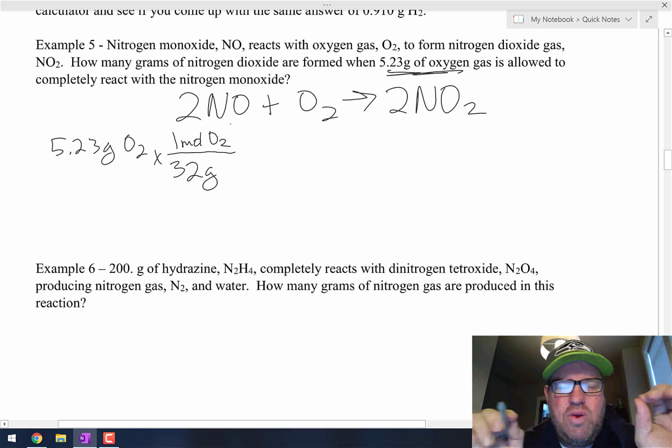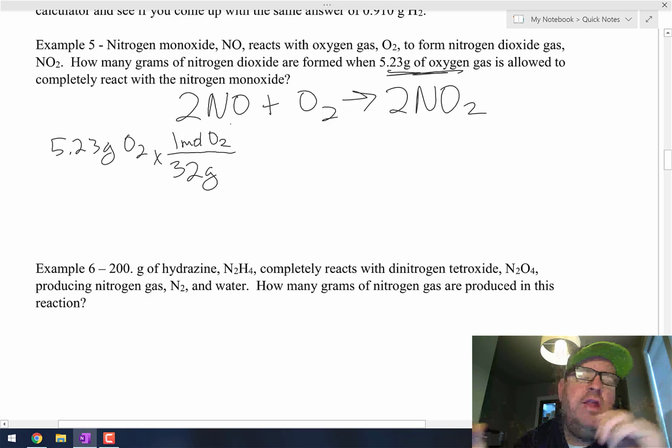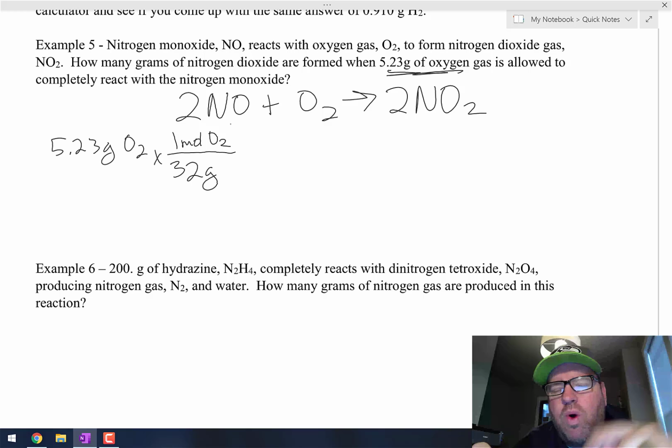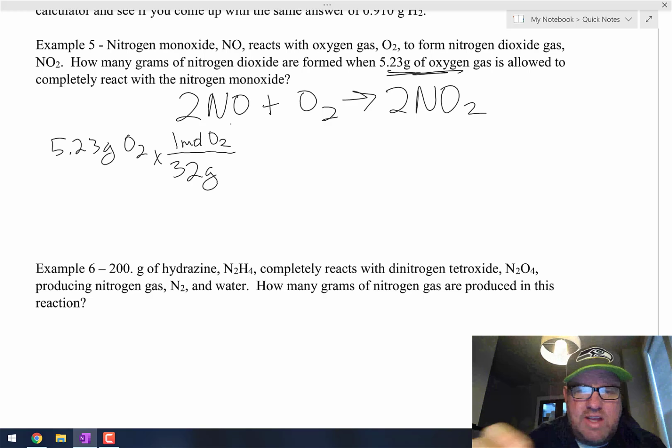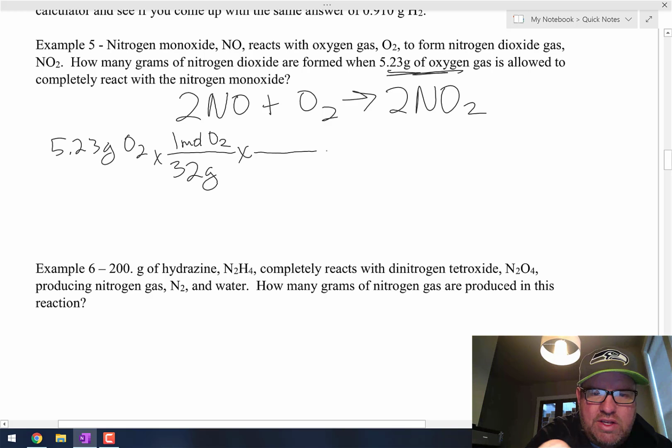And I know you guys hate writing units. Can't I just write 1 up there? Why do I have to write 1 mole of O2? Because it helps you figure out the next step. Because the next step now is, well, what do I do now? Remember, whatever's up here has to come down here. So that's why it's really, really important to use your units when you're doing this.